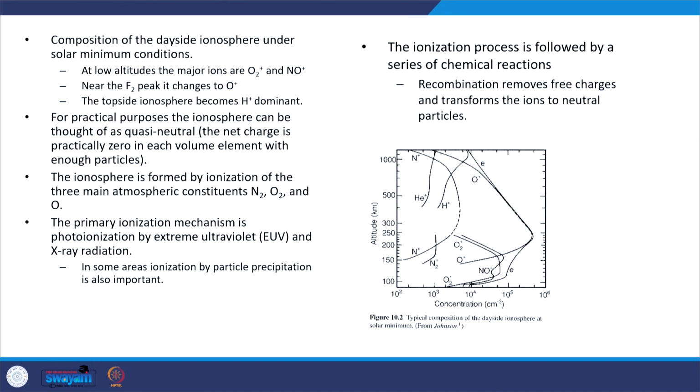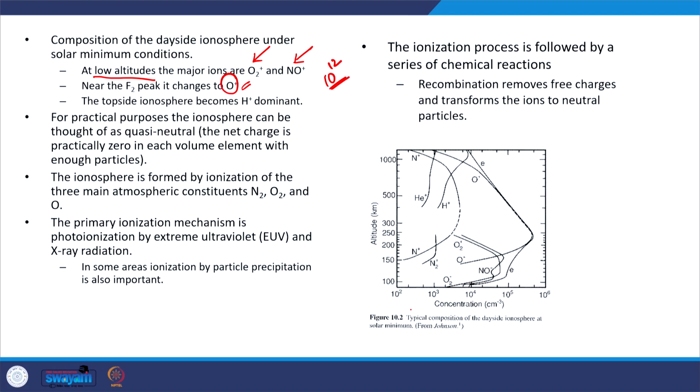Now, the composition of the day side ionosphere under solar minimum conditions, this is where it becomes important for you to remember the species which are there at every altitude. At lower altitudes, let us say 70 or 80 kilometers, 100 kilometers or 150 kilometers, the major ionic species are O2+ and NO+. And near the F2 peak, 300 kilometers, where the electron density is of the order of 10 to the power of 12, the most important species is O+.